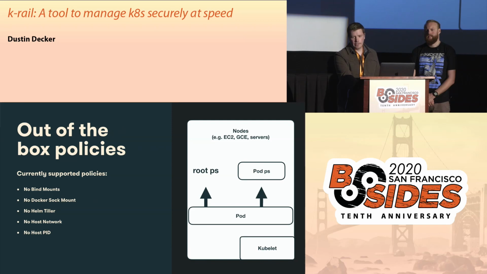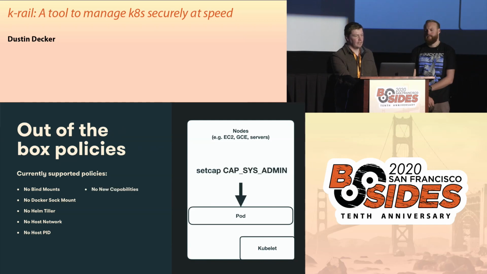Host PID sharing allows the pod to use a host PID namespace, and this is dangerous because it exposes a number of kernel tunables, but it also exposes all the environment variables for every process running on the machine. And they often contain secrets.